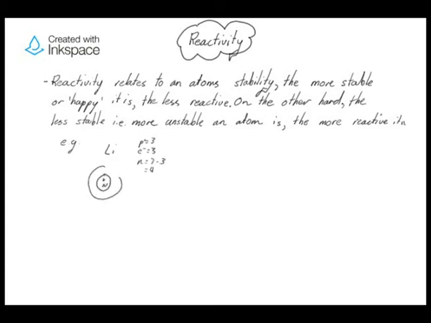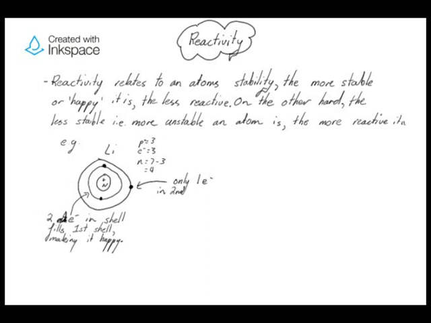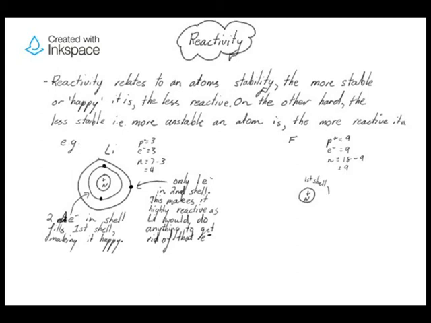So I'll go through these 2 examples here again. So lithium has 3 protons, 3 electrons, 4 neutrons. It's only got 1 in the second shell, which makes it highly reactive. It would do anything to get rid of that electron. Fluorine has 1 position left, so it needs 1 electron to have a full outer shell, making it happy. So it would do anything to gain that 1 electron.